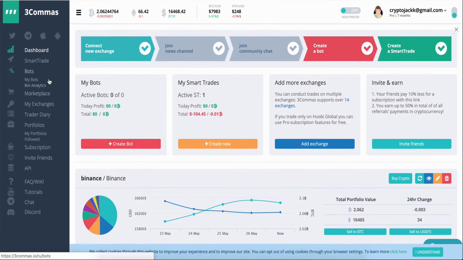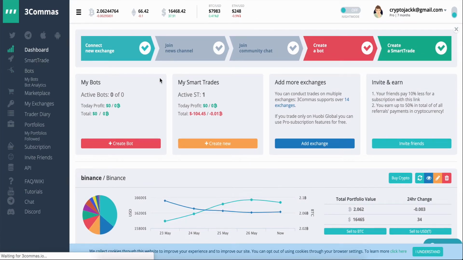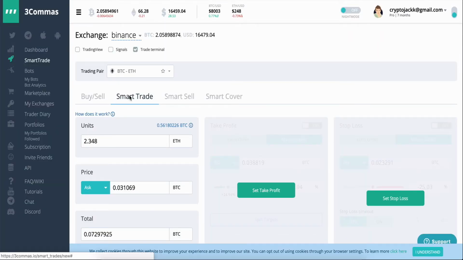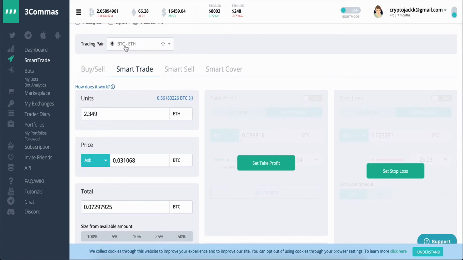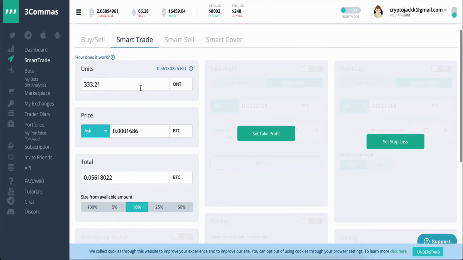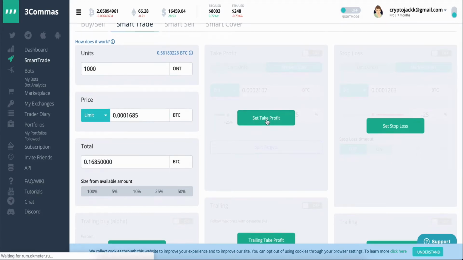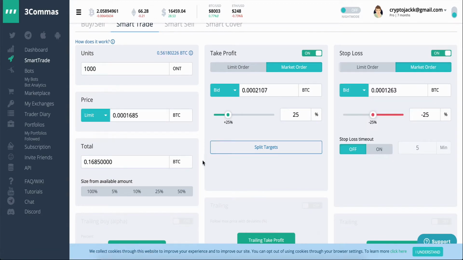But you can also go in 3Commas, click on Smart Trade, and you can also go on smart trade. So for example, here you would go ONT BTC, you would click on that, and then, for example, if you wanted to purchase 1,000 like I did on Binance, the price you wanted to pay 18.65, let's say, and you can see here it would do that, and then you can go on and set your take profit and set your stop loss.